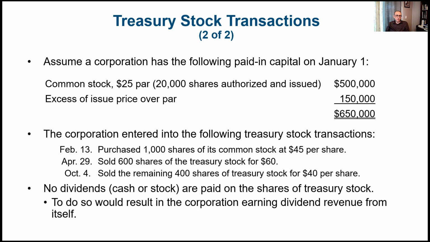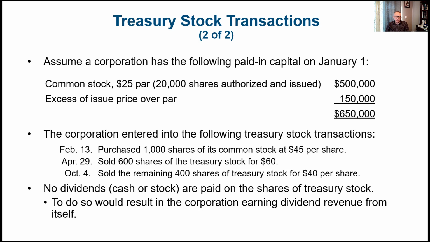The corporation entered the following treasury stock transactions. On February 13th, they purchased 1,000 shares of its own common stock at $45 per share. Then they had two sale transactions for these 1,000 shares. They sold 600 shares on April 29 at a higher price, which is $60. Then they sold the remaining 400 at a lower price than the cost, which is $40 compared to the $45 they acquired it for. There were no dividends, cash or stock, paid on the shares of the treasury stock.